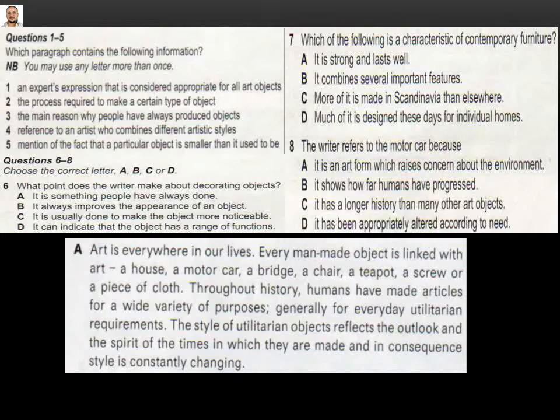Number 6 says, what point does the writer make about decorating objects? The answer will be A, it's something people have always done, because it says art is everywhere in our lives. Every man-made object is linked with art, a house, and so on, which means it's something people have always done. So we have answered 3 with A for the reason, and 6 with the choice A. Let's go on.